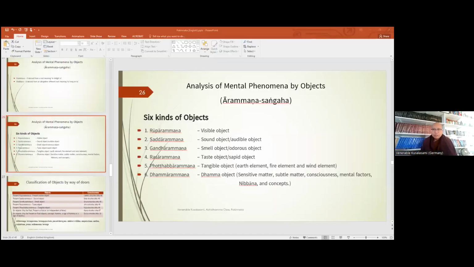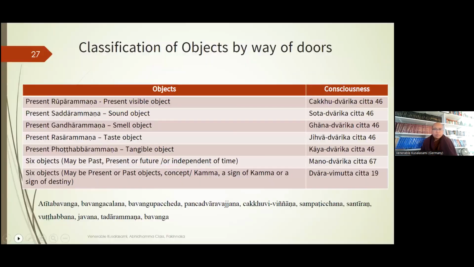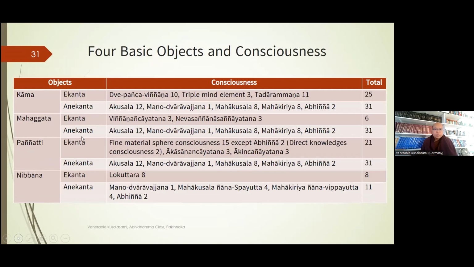So last week we talked about the Abhidhammattha Sangaha, the analysis of mental phenomena by object. I will finish today by looking at this one. So, four basic objects and consciousness.